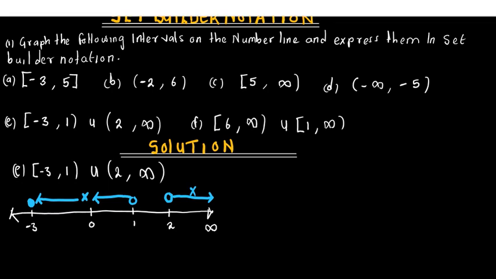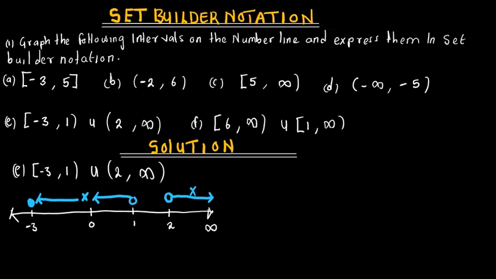So we are going to use this particular concept. For the first one, we are going to have negative 3 less than or equal to x less than 1. That is for the first interval. Or x is going to be greater than 2.